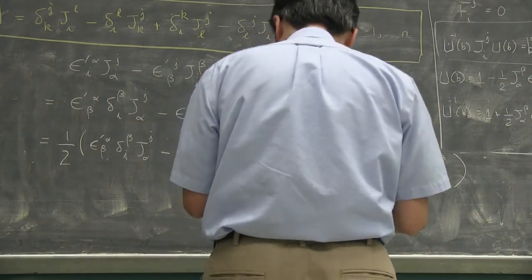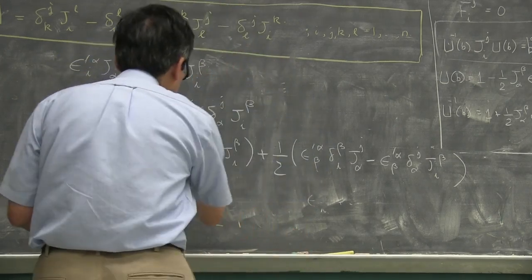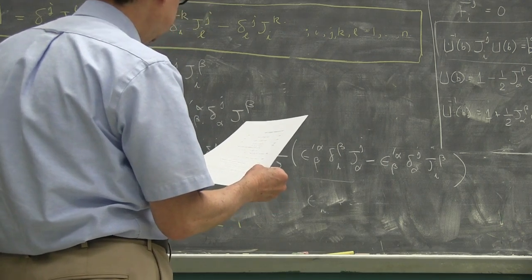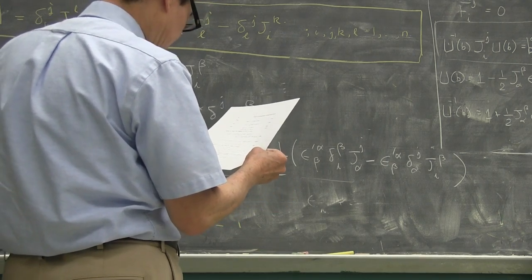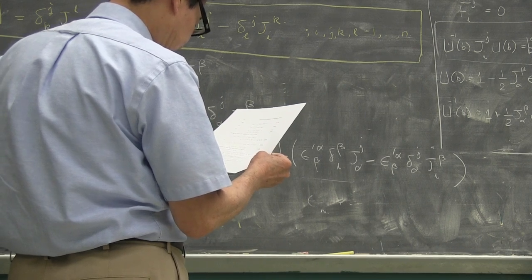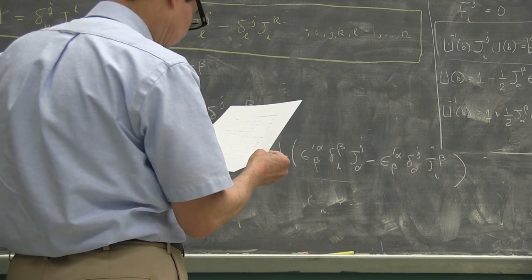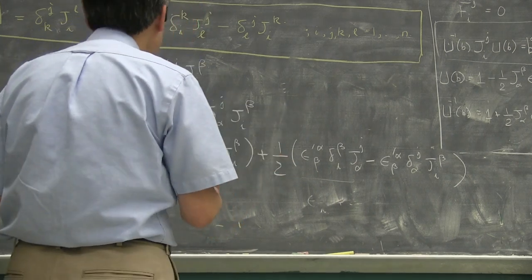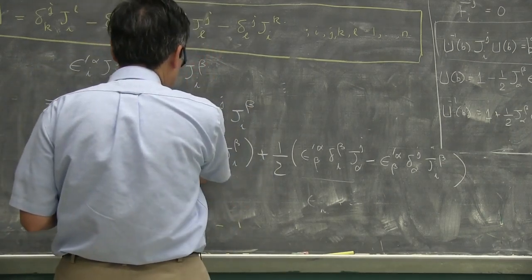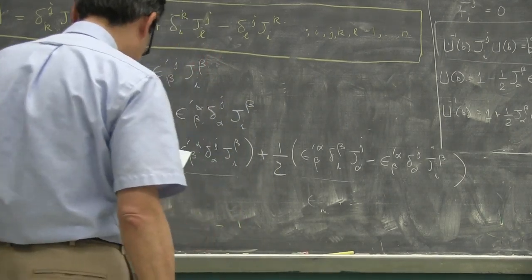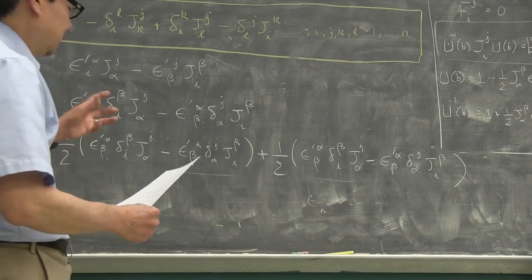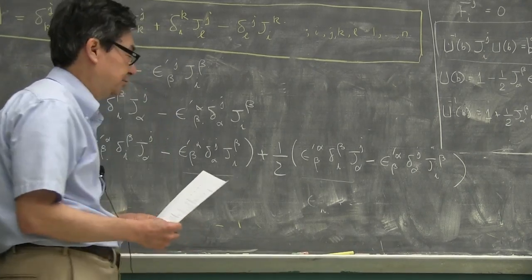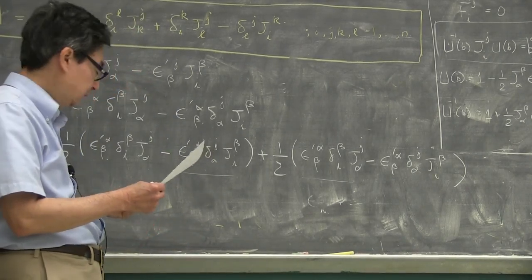Now, I proceed to do something. You see, in both this term and this term, I'm going to do something in here. Let's say we look at this first. Both alpha and beta are summed over. So therefore, I can change them, interchange them, okay? In other words, call alpha beta and beta alpha. We won't change anything, all right?